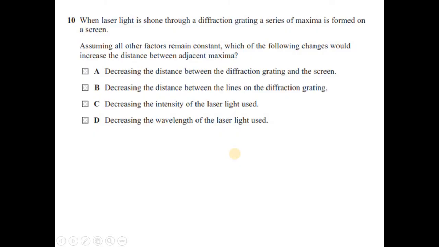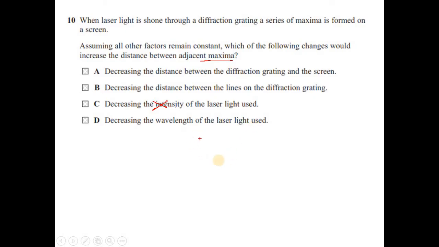Question number 10. When laser light is shone through a diffraction grating, a series of maxima is formed on a screen. Assuming all other factors remain constant, which of the following changes would increase the distance between adjacent maxima? Decreasing the distance between the lines of the diffraction grating, decreasing the intensity of the laser light. Clearly there is no relation of intensity with the distance between the maxima, so of course we cannot waste time to think about that. Decreasing the wavelength of the laser light.